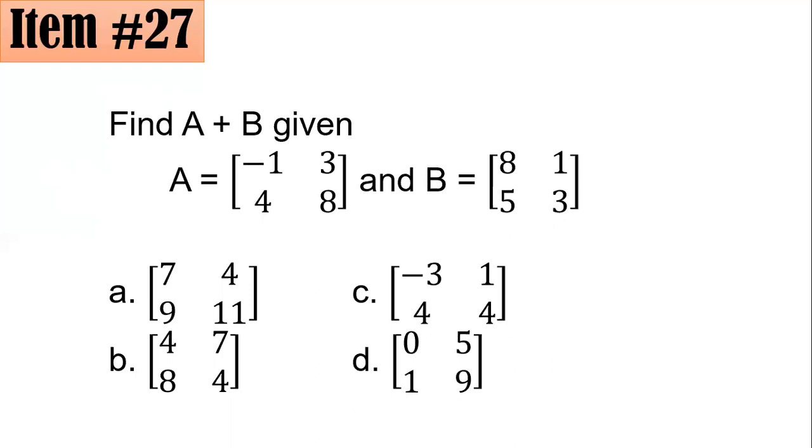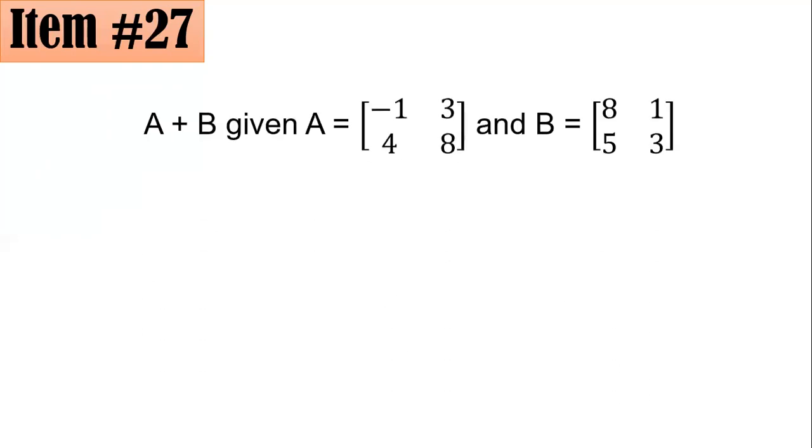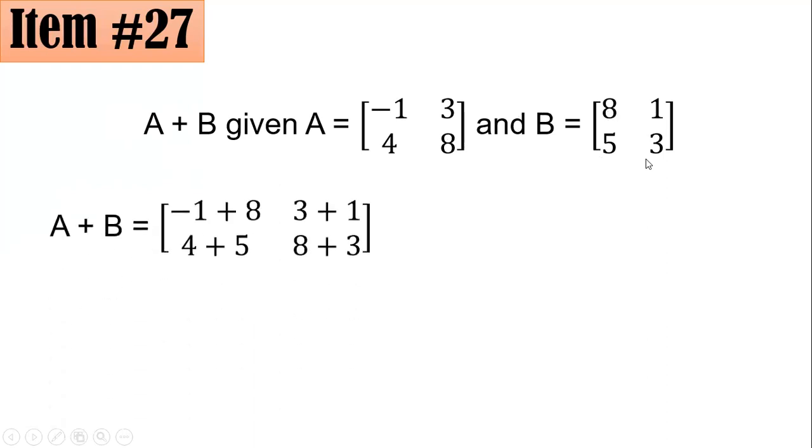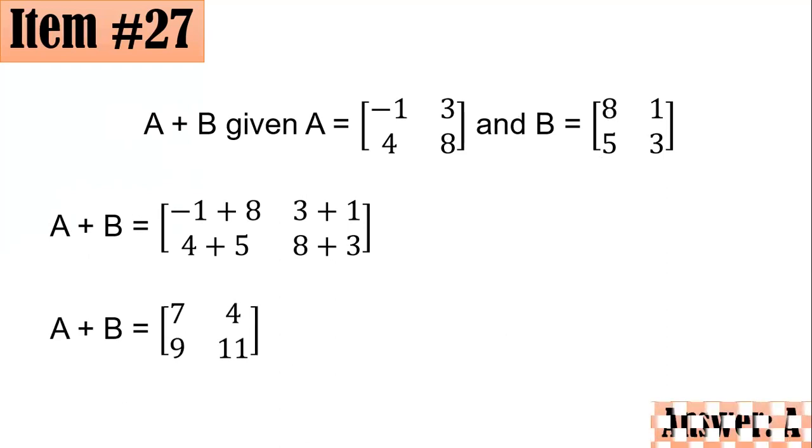And how do we get the sum of two matrices? First, it's very important that the two matrices being added are identical in terms of the number of rows and columns. So here they are both 2 by 2, so we could add them. So from here, A plus B is simply adding their respective elements. So negative 1 will be added by 8, 3 will be added by 1, 4 will be added by 5, and 8 will be added to 3. So in such, we have A plus B, which is 7, 4, 9, 11. Letter A. I hope you got A correctly.